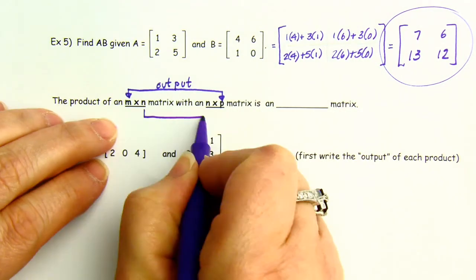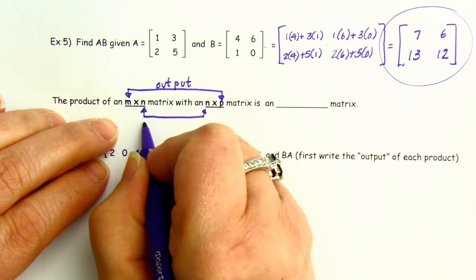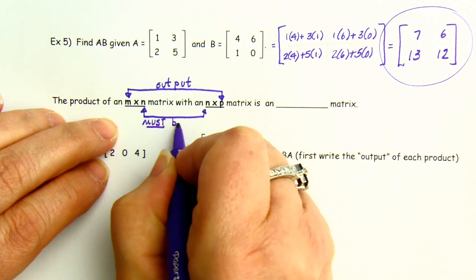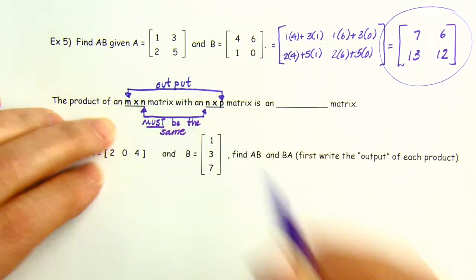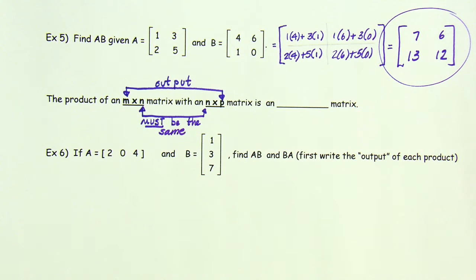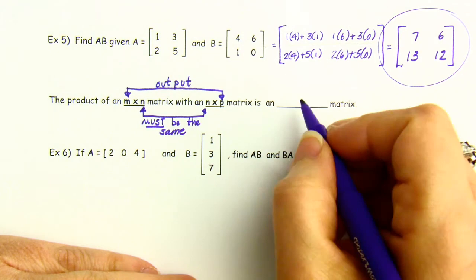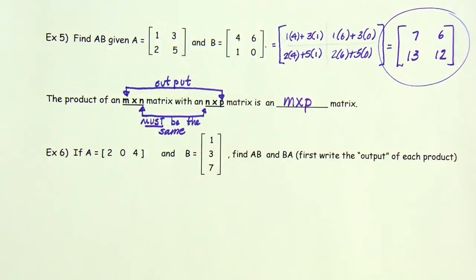These on the inside must be the same or you cannot multiply. Must be the same. Or the dimensions are going to be mismatched. You're not going to be able to multiply them. So the product of an m by n matrix with an n by p matrix is an m by p matrix.